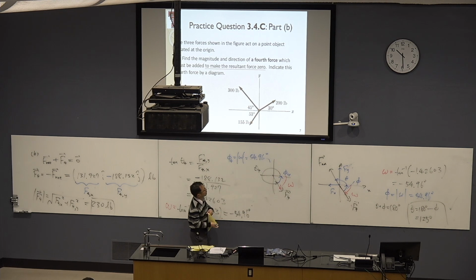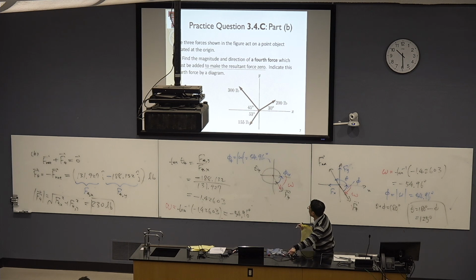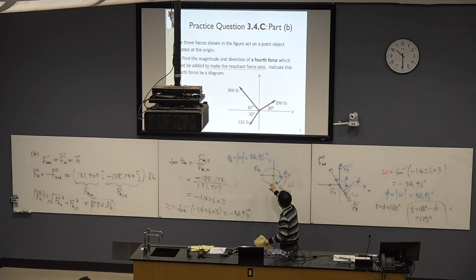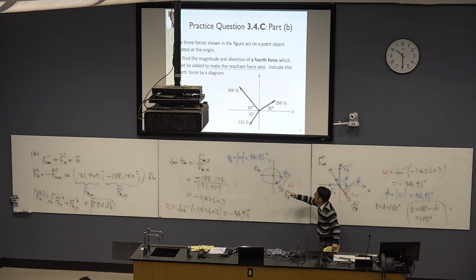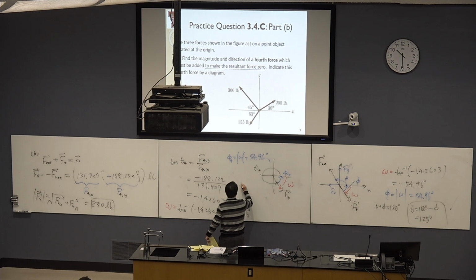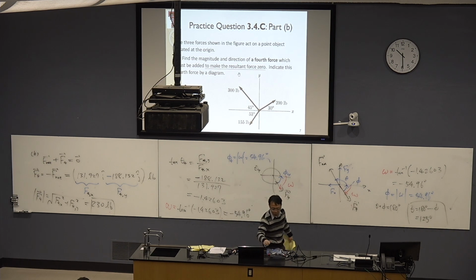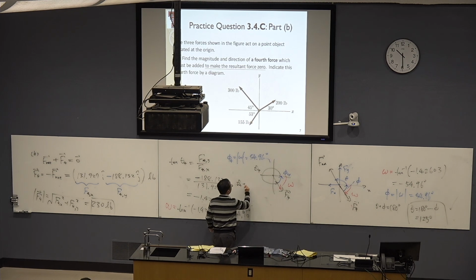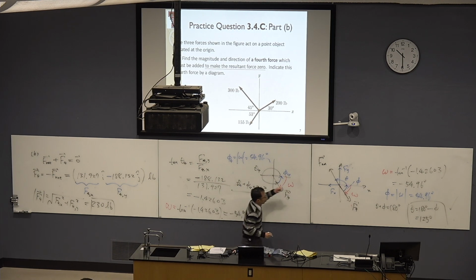Once you get phi 4, what's the math for you to get theta 4? What's the equation? Basically, we are asking about the relation between theta 4 and phi 4. You have theta 4 plus phi 4 equals 360 degrees.